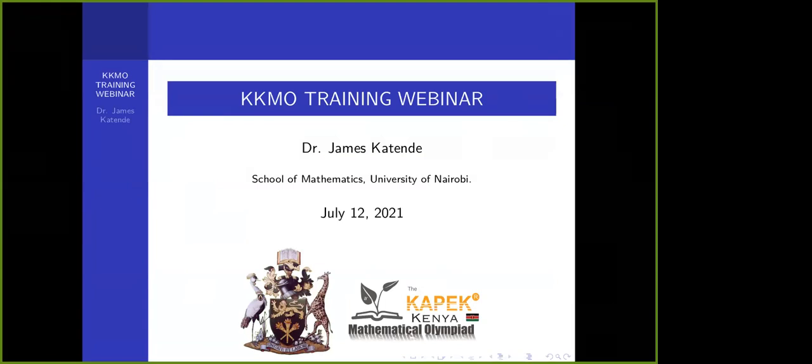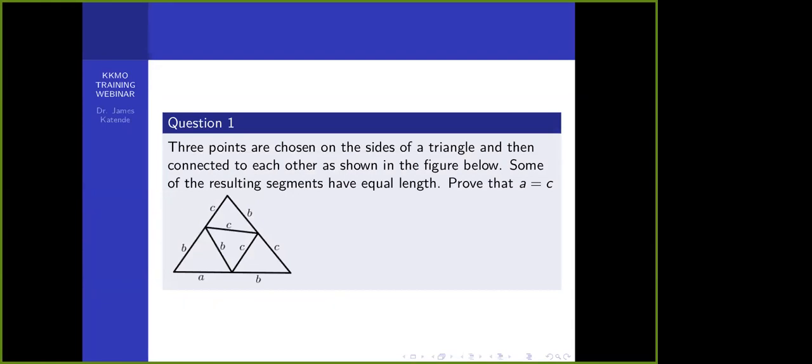Okay, so we'll go into solving the problems immediately so that we can finish early and people can take a break. So here is the first question. It says 3 points are chosen on the sides of a triangle and then connected to each other as shown in the figure below. Some of the resulting segments have been given equal length. So the task is to prove that A will be equal to C.